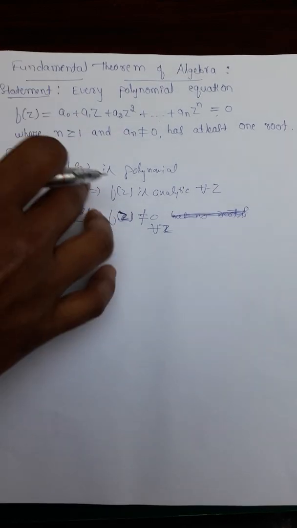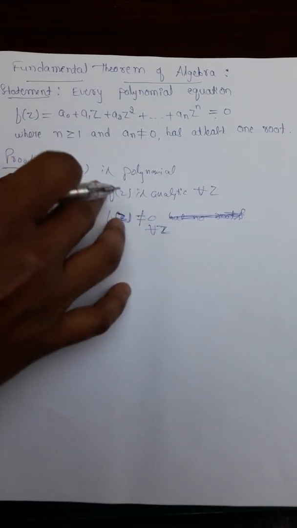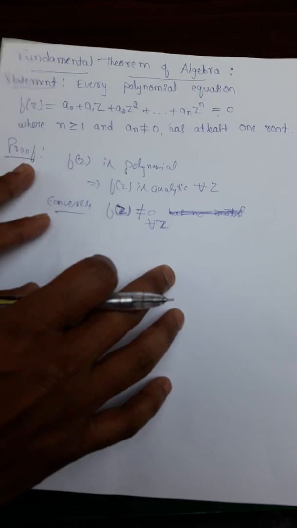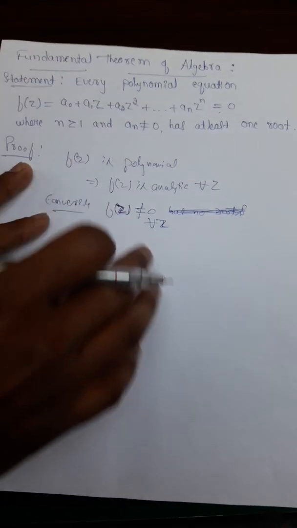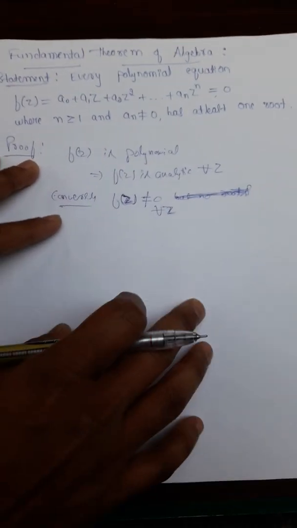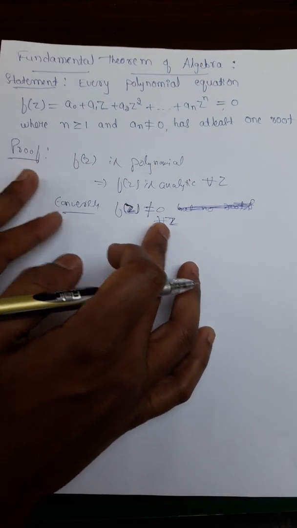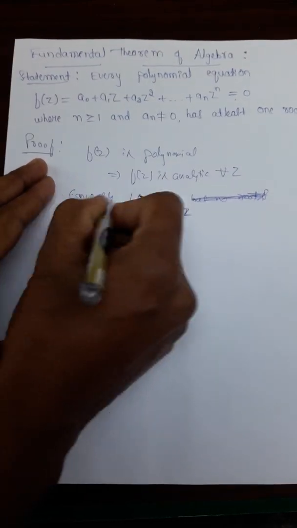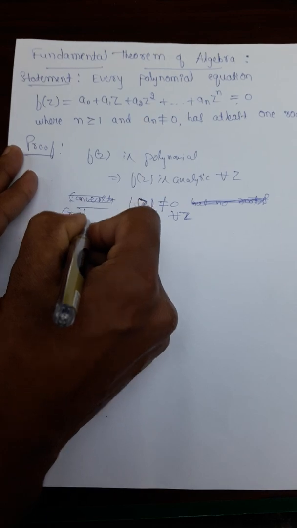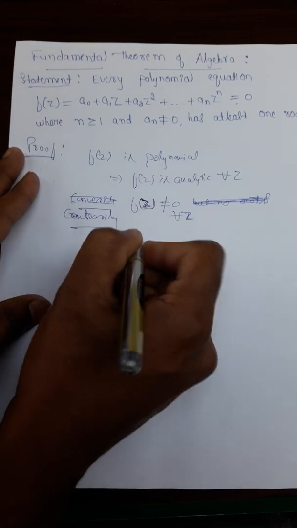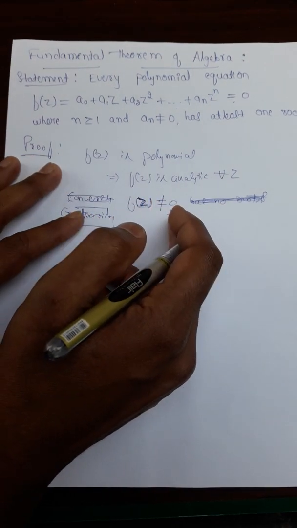Suppose the given f(z) is a polynomial, which is a polynomial function that is analytic everywhere in the complex plane. That is, f(z) is analytic for all z. To prove this theorem, I use the method of contradiction. Conversely, suppose, contrarily, that f(z) is not equal to 0 for all z.